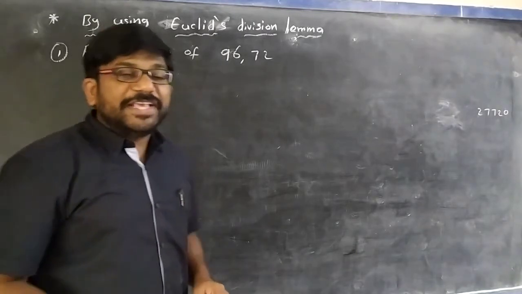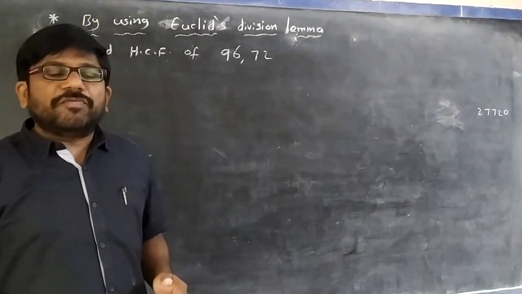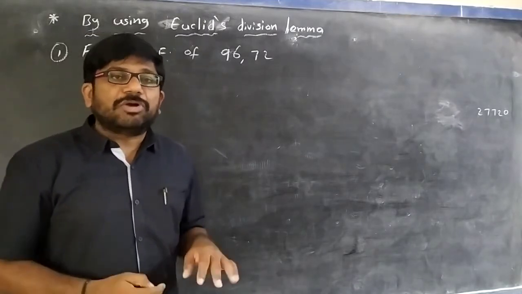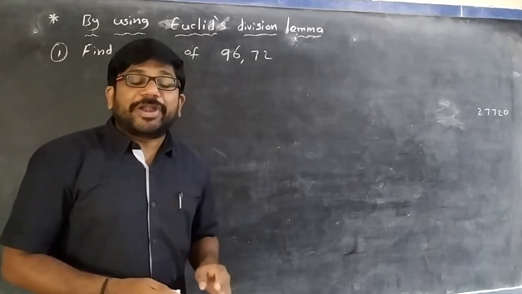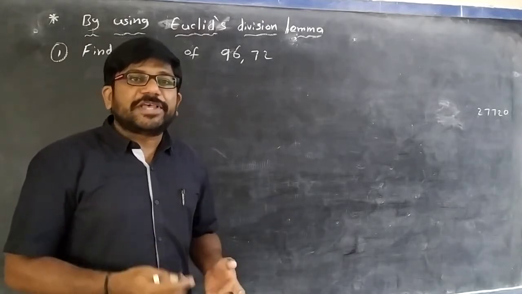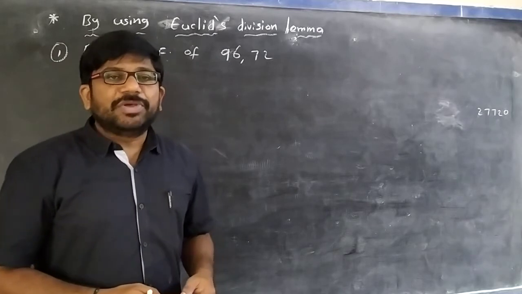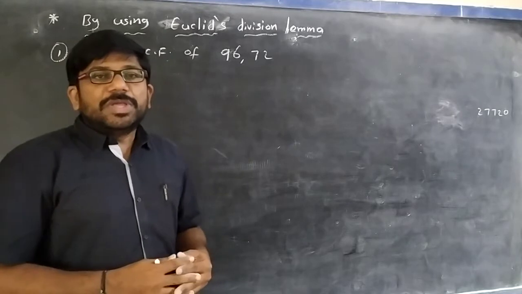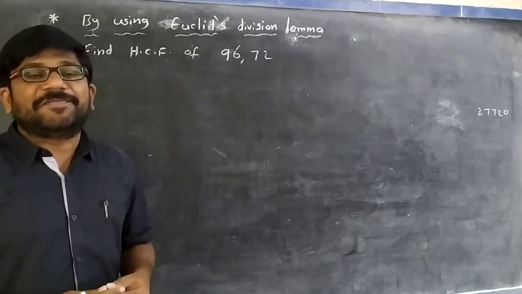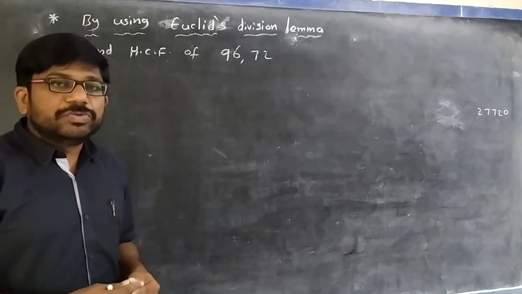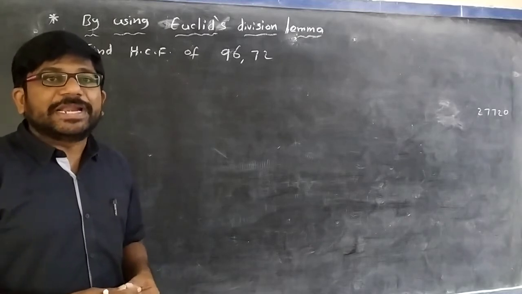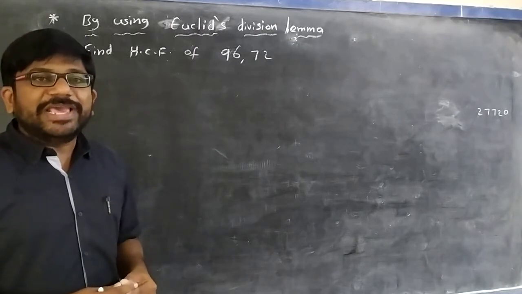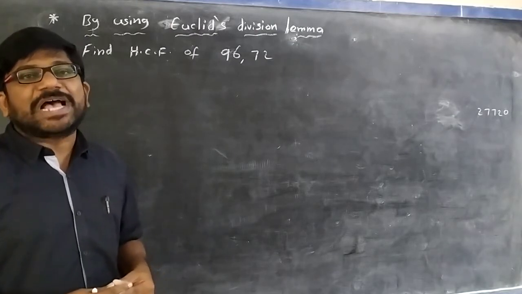Yes, go for the next method. We know the prime factorization method very well. In that method, first we write the given numbers as a product of primes, and we decide HCF and LCM through formulas. Now the second method: how do we find the HCF of given numbers by using Euclid's division lemma? We know Euclid's division lemma: a equals bq plus r.